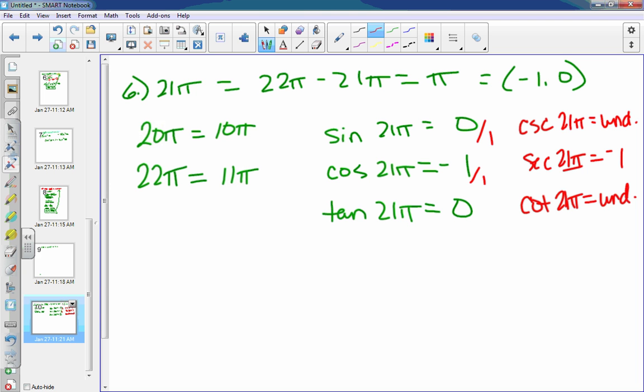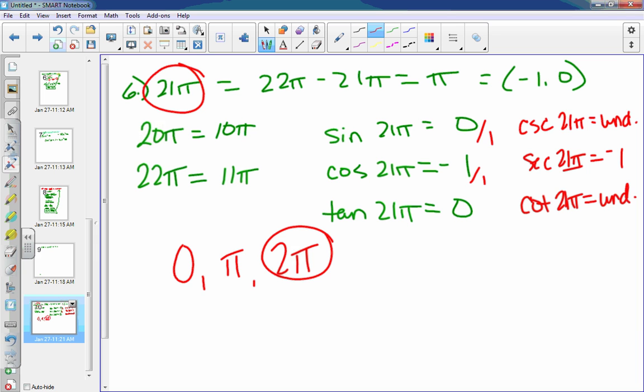Because I needed to get over 21. We have 0, we have pi, and we have 2 pi. Agree? I needed to make it a number greater than that, that was divisible by 2. So that's 20 or 22 because I'm looking at this right here, 2 pi. You with me?